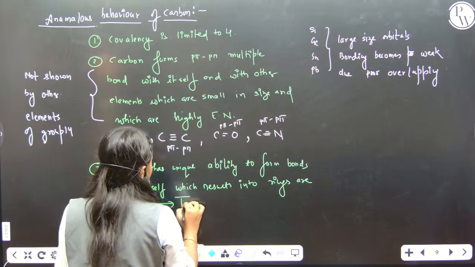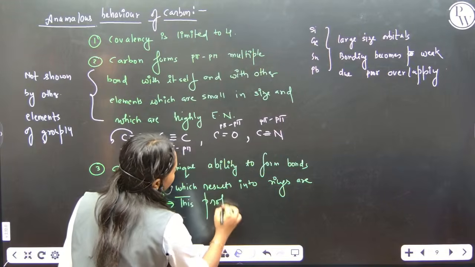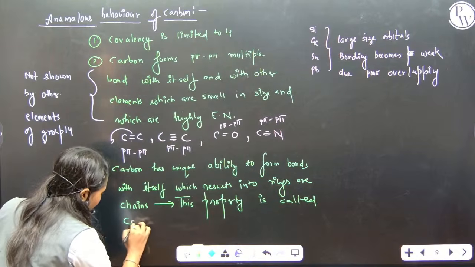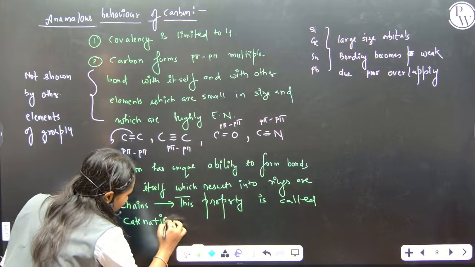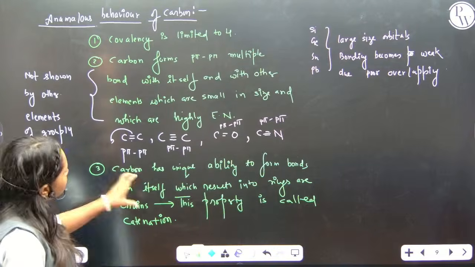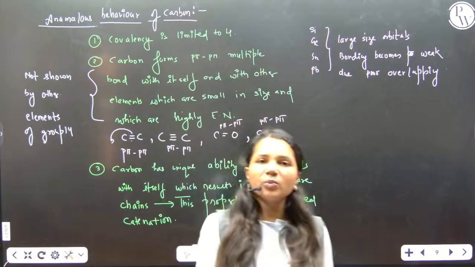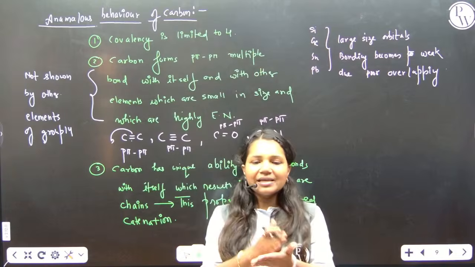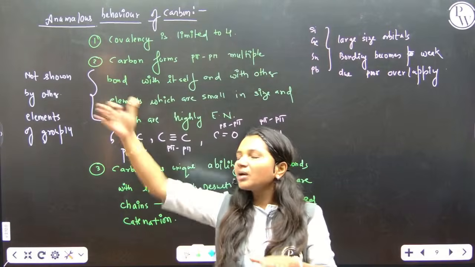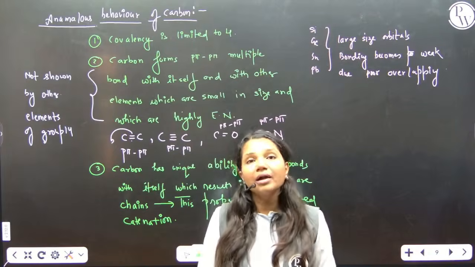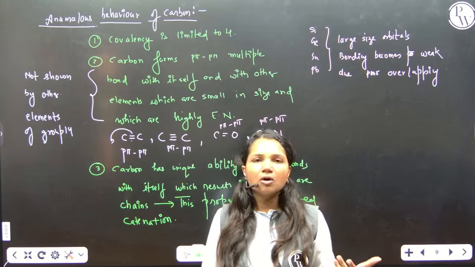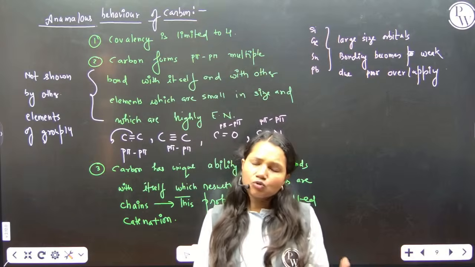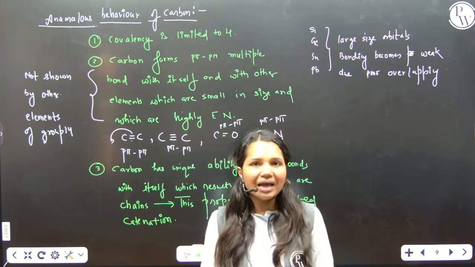This property is called catenation. Correct? This is the reason the whole of organic chemistry is based on carbon. Carbon has the maximum number of compounds because of the self-linking property. Carbon, carbon, carbon, carbon, like that, they can form a chain of 100 carbons. So that's why the maximum number of compounds in nature are of carbon, and that's why carbon chemistry is so vast and we study it separately as organic chemistry.